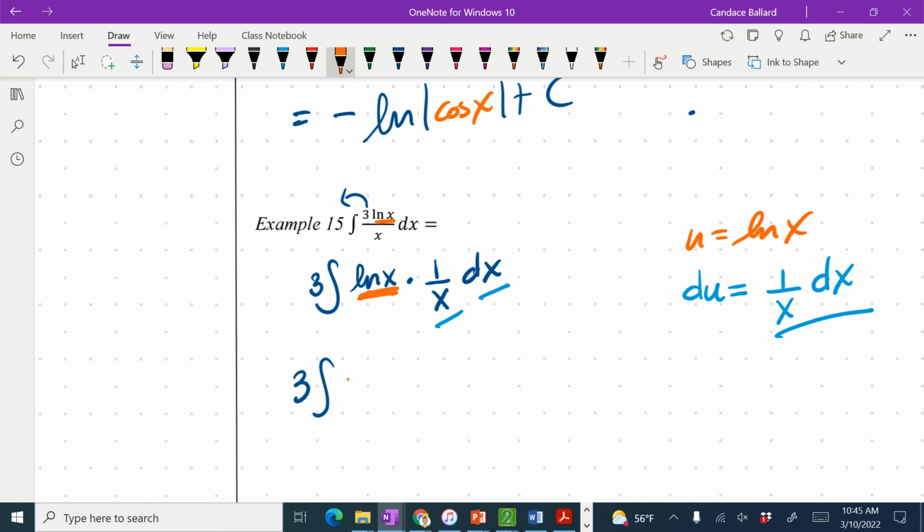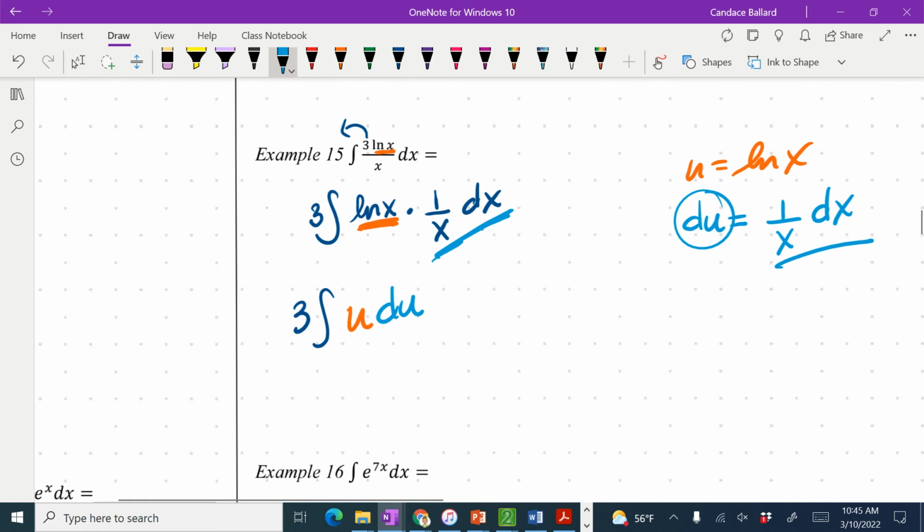What am I putting in for this? What am I substituting in for it? U, there we go. Okay. And then what are we substituting in for 1 over x dx? Du. All right. We're going to go ahead and integrate it.